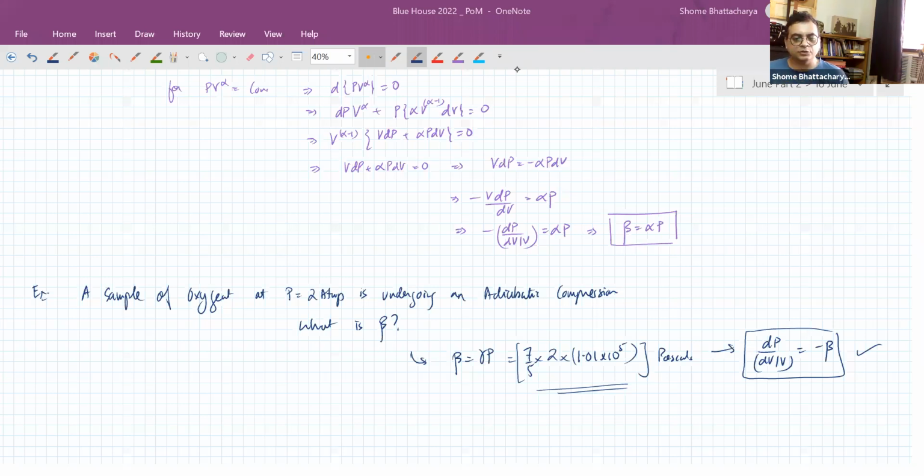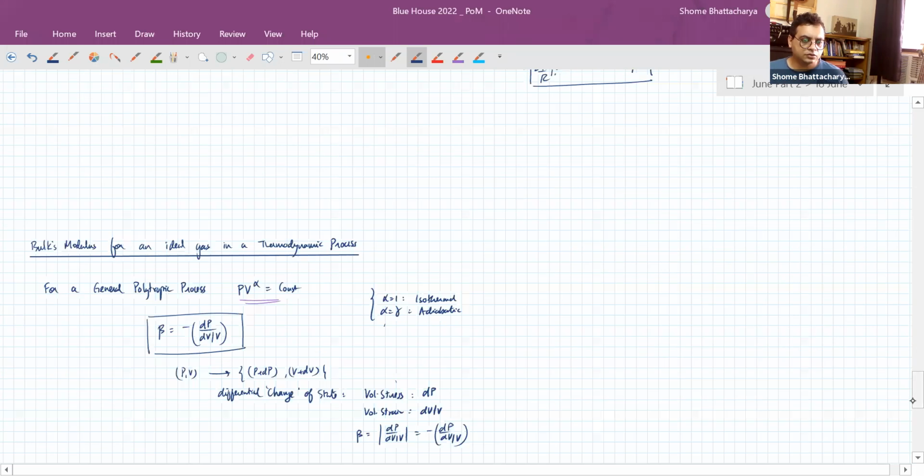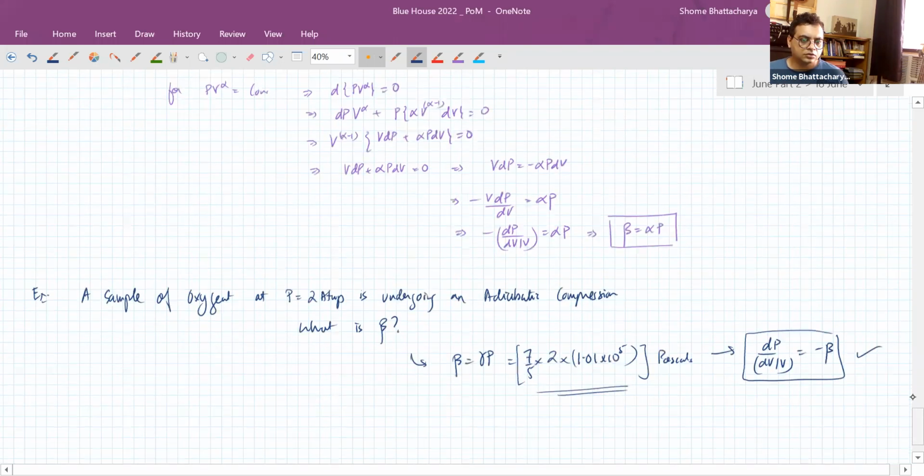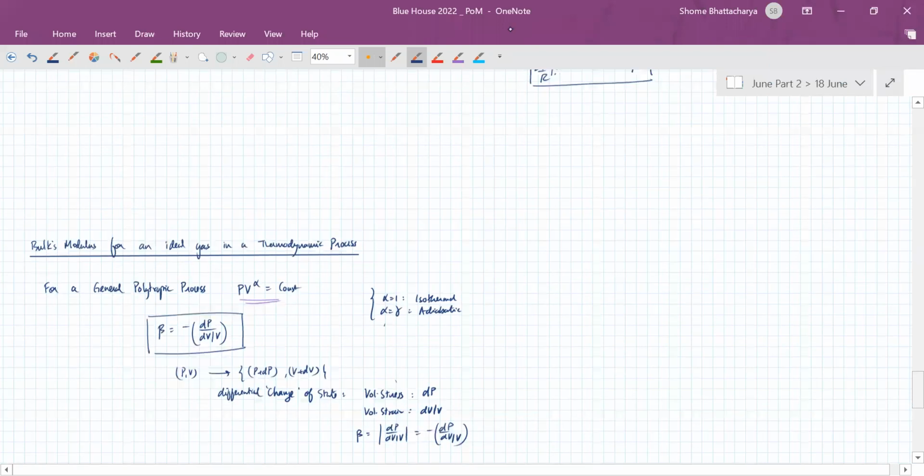Okay, people. So this is the concept of bulk's modulus of elasticity. We'll conclude today's lecture a little bit early because I have a meeting coming up. Sir, this almost completes elasticity. Yes.